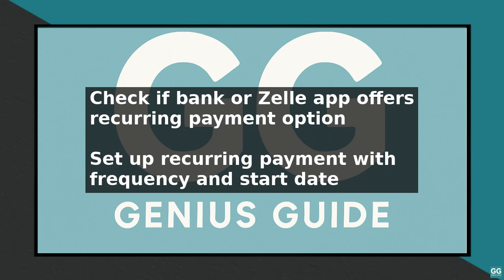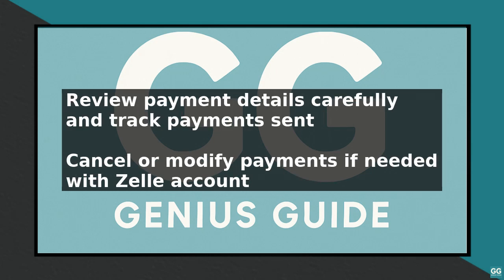Once you have set up the recurring payment, you will receive a confirmation, and the payments will be sent automatically according to the schedule you specified. You can also track the payments and cancel or modify them if needed.